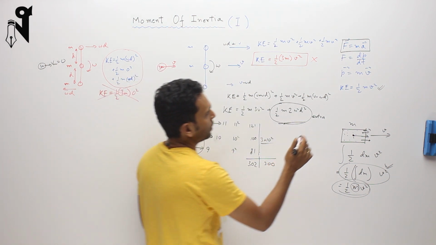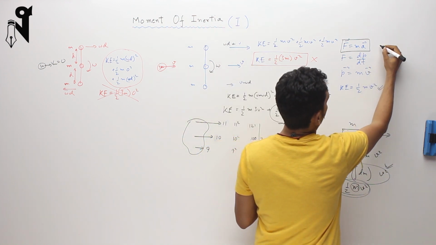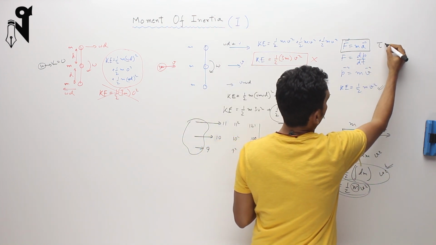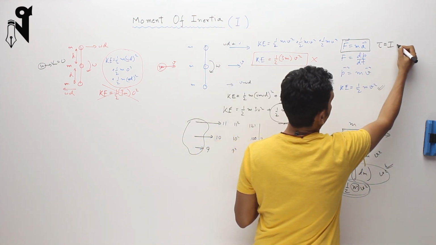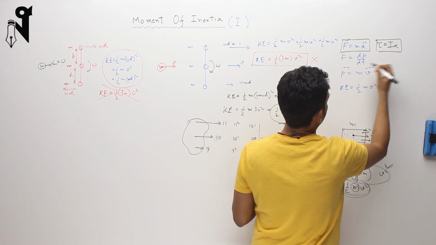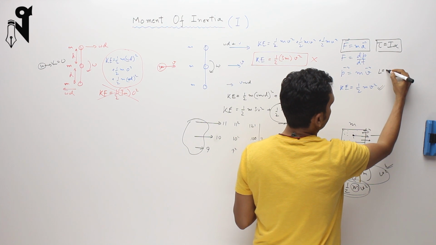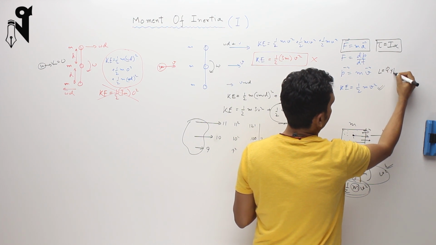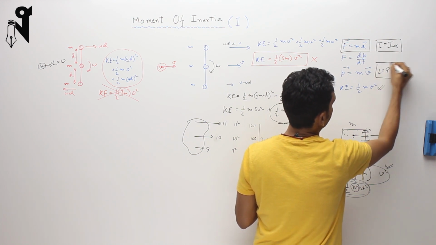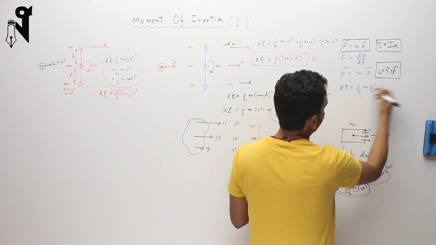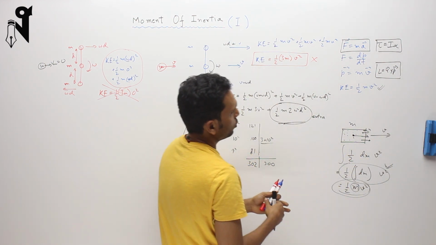In fact, akin to this formula would be, I hope it is in the frame, torque is equal to I alpha. Instead of momentum we'll have angular momentum, which is R cross your linear momentum, and kinetic energy will have an improved formula.